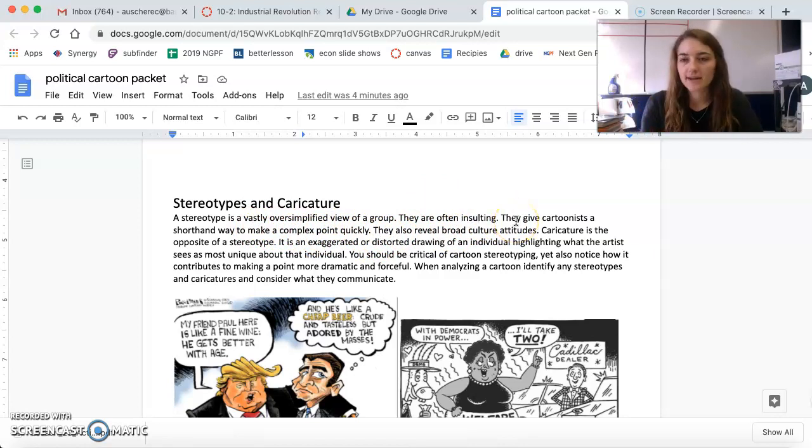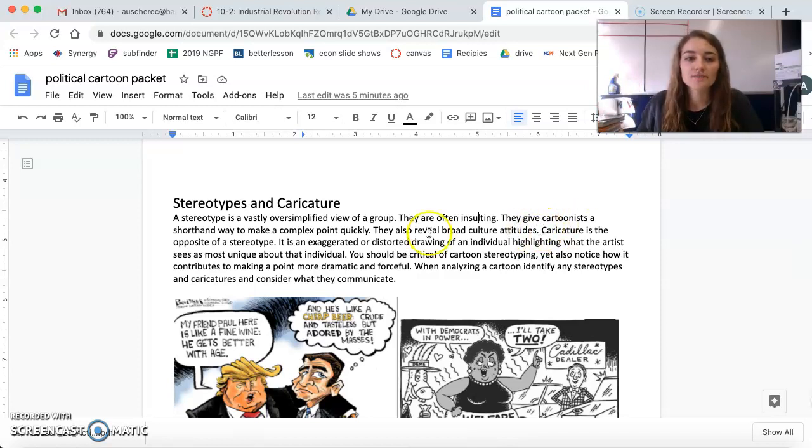But keep in mind that part of this exercise, and the reason we're doing this, is because a lot of times stereotypes can be insulting, they can be racist. That doesn't mean when I give you a political cartoon that may have a stereotype that's insulting or racist, that I want you to believe in that stereotype. I want you to recognize that the political cartoonist is using a stereotype to make a bigger point. And we're trying to figure out what that bigger point is, okay?